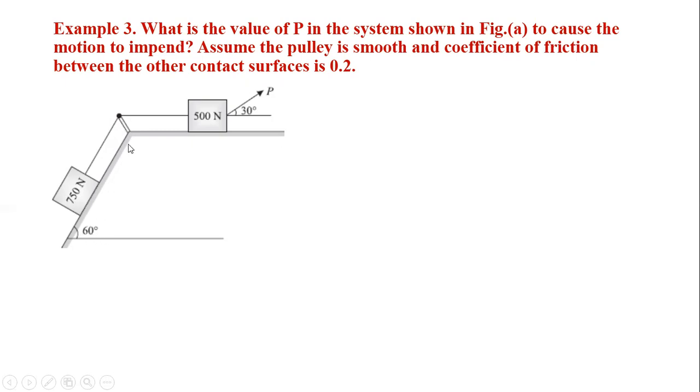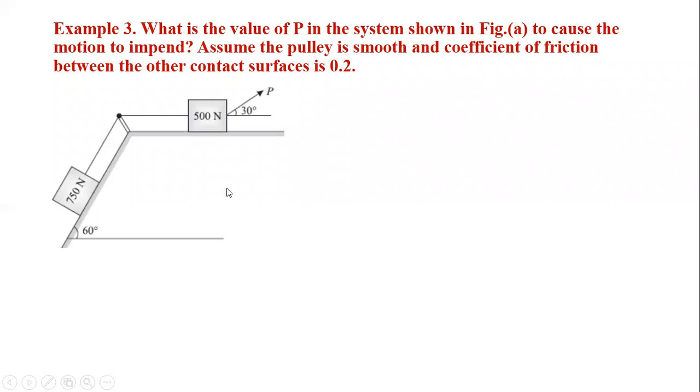And here, this inclined surface makes an angle of 60 degrees with the horizontal, connected with a block of 750 Newton weight and another block of 500 Newton weight. For such an arrangement, what will be the force P required to move both blocks together? These blocks are connected with a wire. The coefficient of friction between the other contact surfaces, that is, the 500 Newton block resting on the horizontal plane and the 750 Newton block resting on the inclined plane, is 0.2.